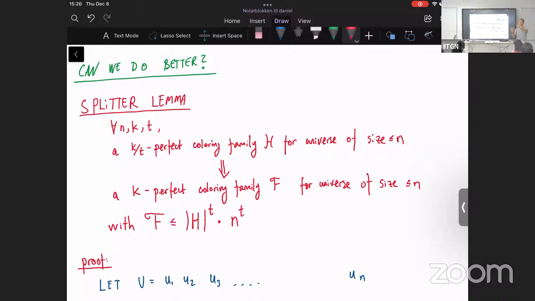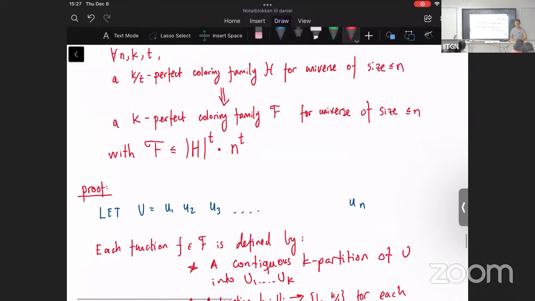If I'm able to find a family of size e to the k over t for sets of size k over t, then when I multiply that back out again by t, this is going to be e to the k, right? I pay a cost. The cost is an overhead of n to the power t. But if n is small, if n is k squared, I'm only paying k squared to the t, and I should be able to choose t in such a way that that factor isn't too big. Okay. Now let me prove the splitter lemma for you.